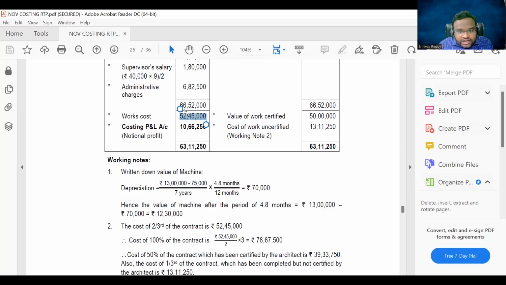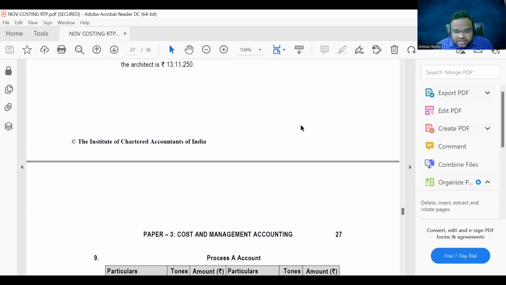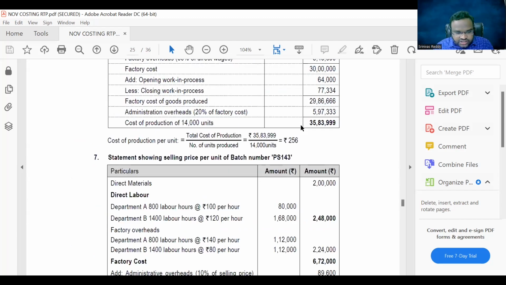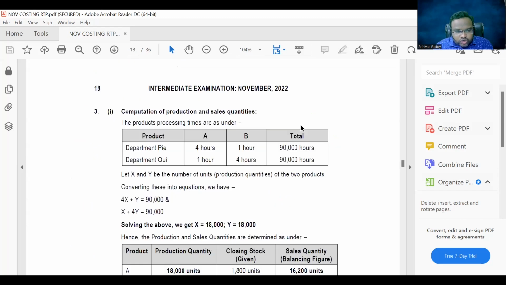What is the value of work certified? 50 lakhs. Cost of work certified? 39 lakh 33,750. And the balance would be the notional profit. And cost of work uncertified would be the balancing figure. Clear? So this same question we have in our material 2. Okay, please revise it. Let us go to question number 9.